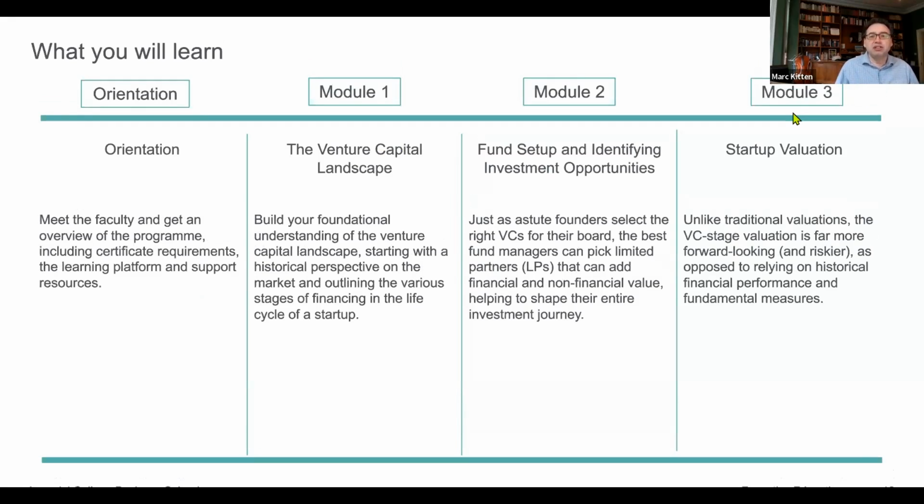And that will take us naturally to module 3, where once we have identified investment opportunities, we'll discuss the funnel of those investment possibilities. Once we have identified those that we want to concentrate on, how do we perform the valuation as part of the process?